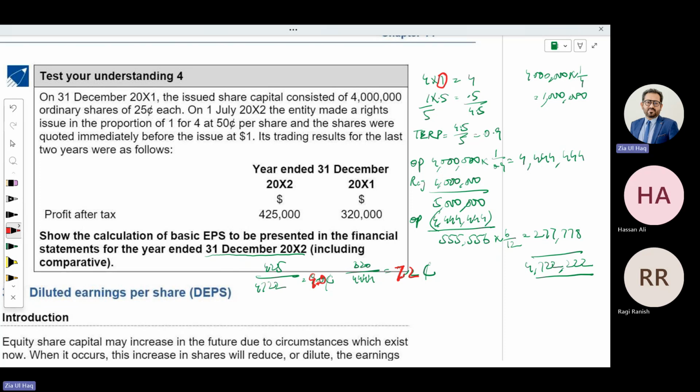Now, see, at the start we were having how many? 4 million. Through the rights issue, how many new shares were issued? 1 million, multiplied by 1 by 4. This means in total we are having how many? 5 million. Out of this, if you include the opening with bonus, the remaining is the cash issue. If you add both these, 444 and 555, you will have 1 million. But this cash issue is used for how many months? 6 months. So we calculated the weighted average for the current year.